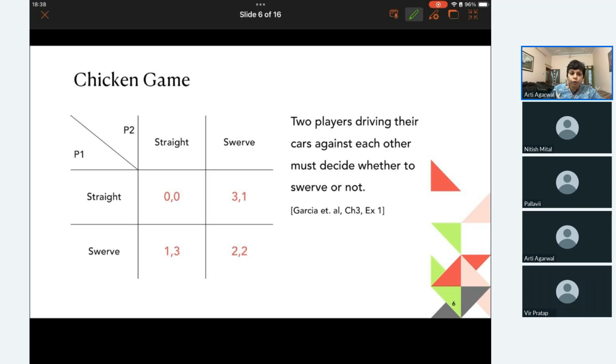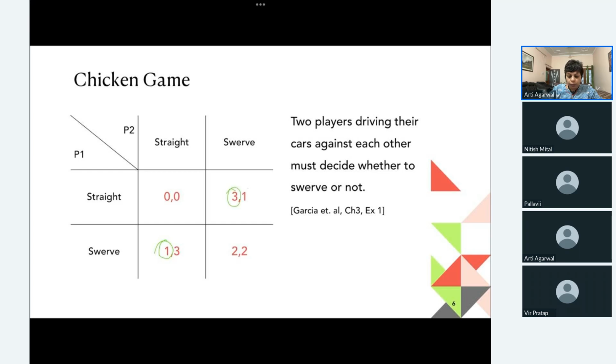So if P2 is going straight, for P1 the best response is swerve, which I've highlighted. If P2 is going to swerve, P1 is going to go straight, right? Now, if you look at it the other way around, if P1 is going straight, P2 is going to want to swerve. That's the higher payoff. And if P1 is going to swerve, P2 is going to go straight. You can see that if we just ignore anything called mixed strategy, then the Nash equilibrium comes out to be straight-swerve, swerve-straight, right? That is the Nash equilibrium.